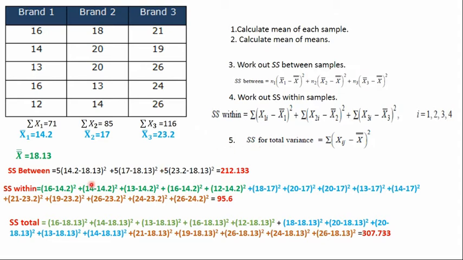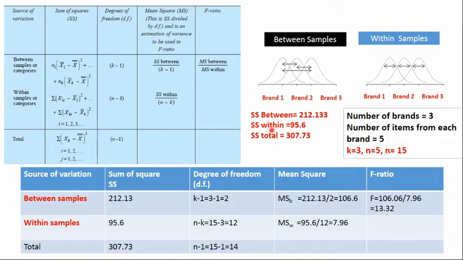In this way, we have calculated SS between, SS within and SS total. Note down these values: 212.133, 95.6, 307.733. I will put these values in my layout: 212.133 here, 95.6, and this total 307.73. Degree of freedom, we have already discussed. Degree of freedom for between sample is 2, within sample is 12, and total 14.